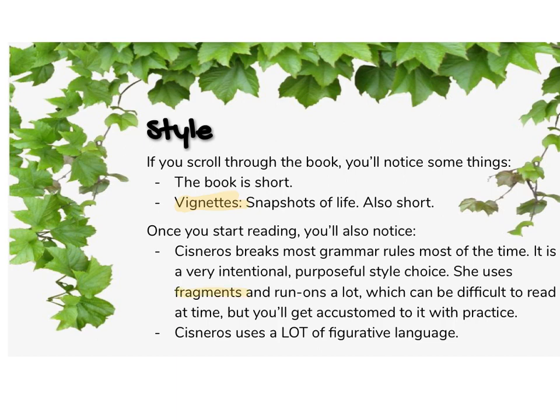She uses fragments. She uses run-on sentences. She'll put punctuation in places that you think it doesn't really belong, or she'll not put it in places that you do think it belongs. And so you'll also notice that it sometimes feels like she either over-explains something or she doesn't quite finish a thought. All of that is intentional, and it adds to how we find meaning in what she writes. But it can be difficult to read at times. However, just like anything, you will get used to it with practice. So the more you read it, the more sense it will make, and the more accustomed you'll become to the style that she uses. The other thing that is worth noting is Cisneros uses lots of figurative language.